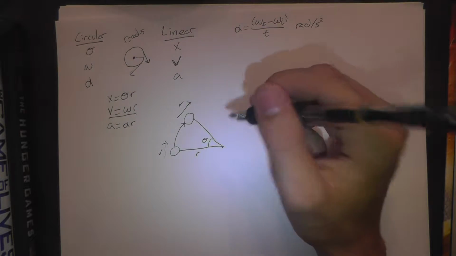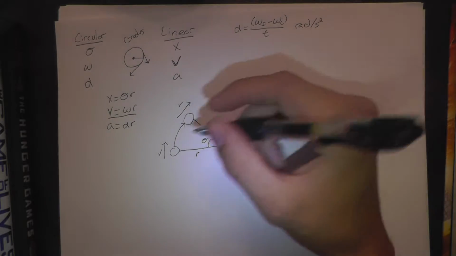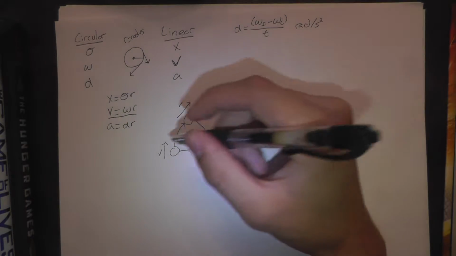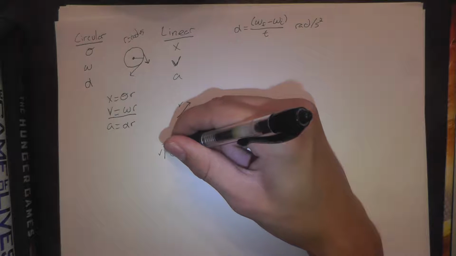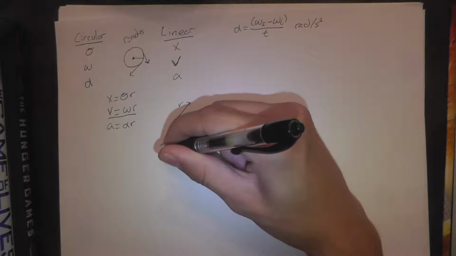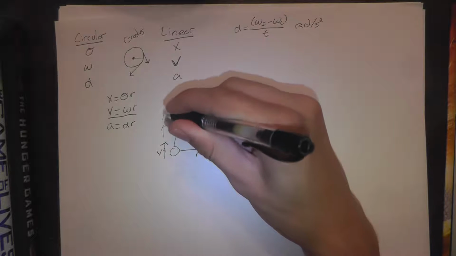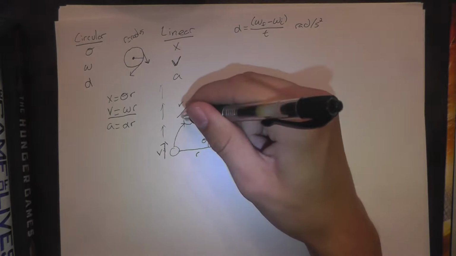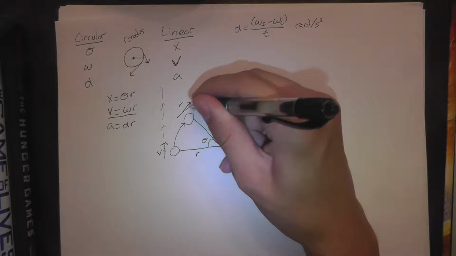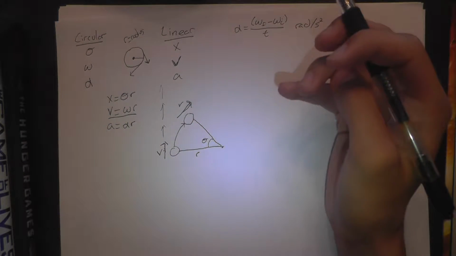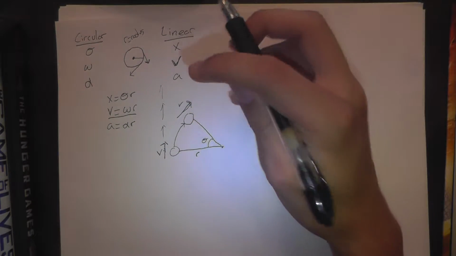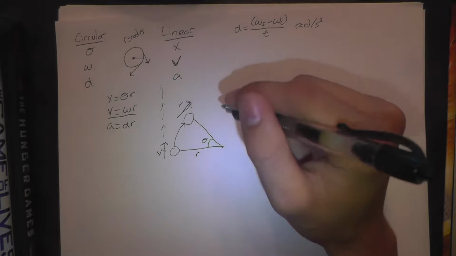Now, typically, if we use Newton's first law of motion, an object in motion stays in motion, this object would really want to just keep going with that same magnitude and that same direction. It just wants to keep going up, up, up. But something is pulling it inward, causing it to change direction. There's an acceleration happening, and that is centripetal acceleration.